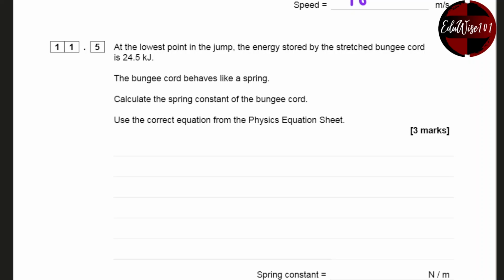Question 11.5. At the lowest point in the jump, the energy stored by the stretched bungee cord is 24.5 kilojoules. The bungee cord behaves like a spring. Calculate the spring constant. Spring constant is k of the bungee cord. Use the equation sheet. Now the energy is 24.5 kilojoules. So 24.5 times 10 to the power 3 joules. That needs to be converted to joules.